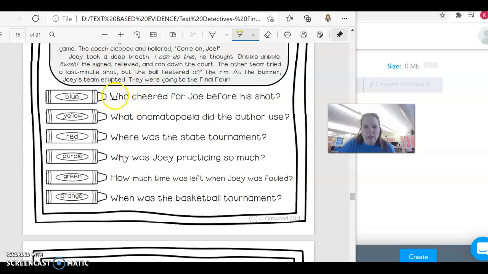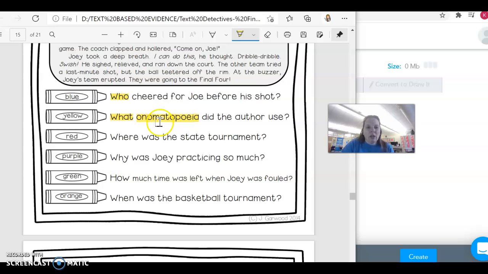All right, so with your highlighter, let's go ahead and highlight these first words. Who cheered for Joey before he shot? What onomatopoeia did the author use? So I'm going to give you a little hint about this one. An onomatopoeia is like when the author uses sounds. So if I was writing about a car and I go honk, honk, that would be an onomatopoeia. So let me just tell you, think about what he was doing when he was dribbling the ball. Dribble, dribble. Okay, that's an onomatopoeia.